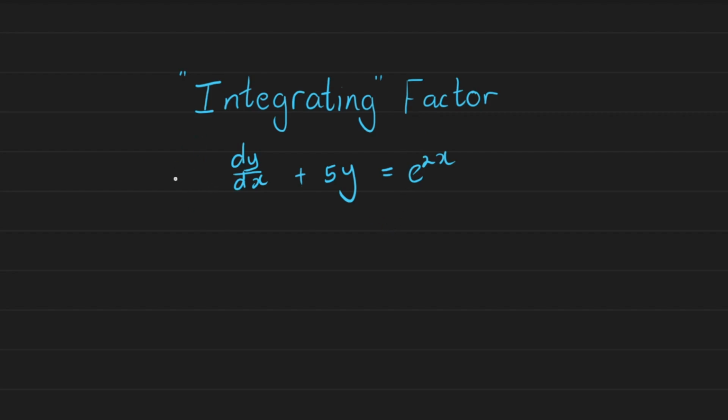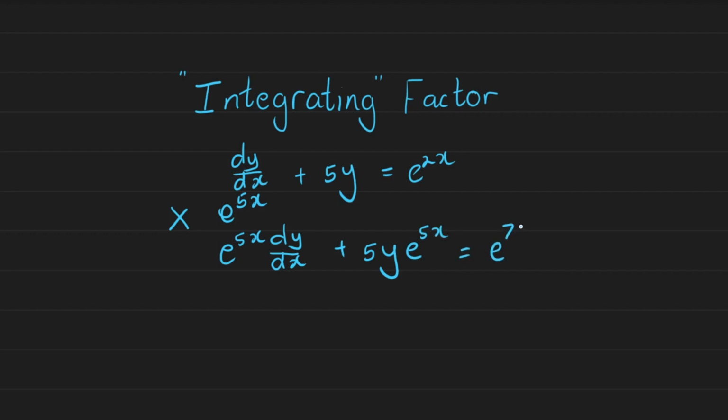How people have got around this issue is to multiply both sides of the equation by what is called an integrating factor. So let's just see that in action quickly. Let's multiply both sides by e^(5x). If I do that, I get e^(5x) dy/dx + 5y e^(5x) = e^(7x).